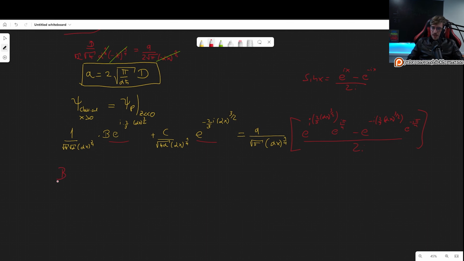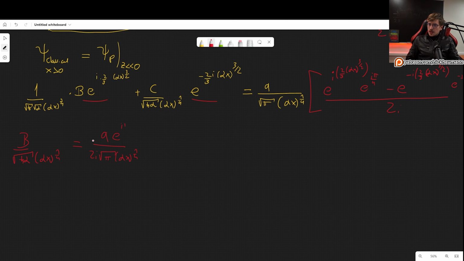So we get b divided by the square root of h bar alpha times alpha x to the 1/4 has to be equal to a divided by 2i square root of pi alpha x to the 1/4. And of course, let's not forget about e to the, let's see, we are equating b and a, so it has to be a positive e to the i pi over 4.